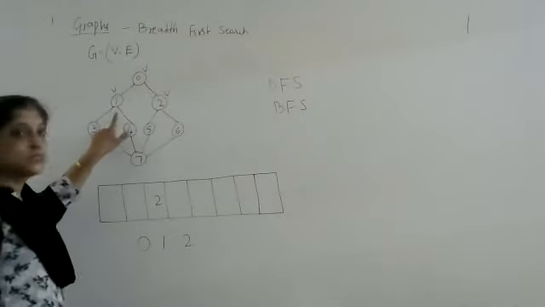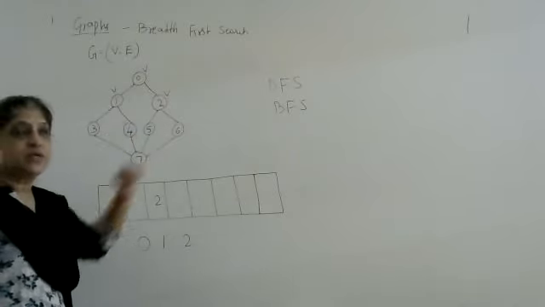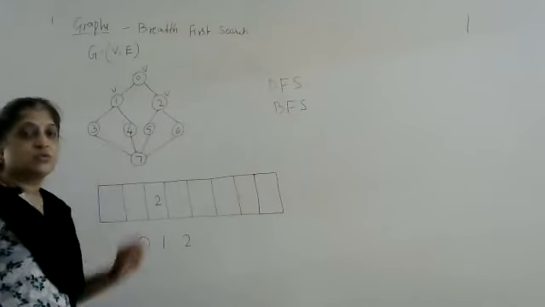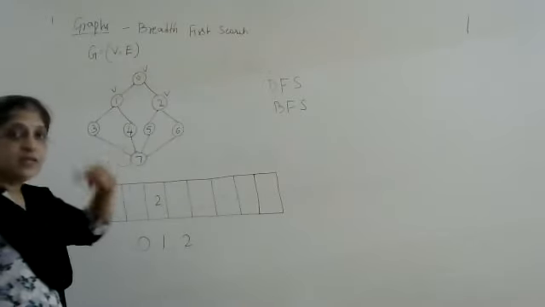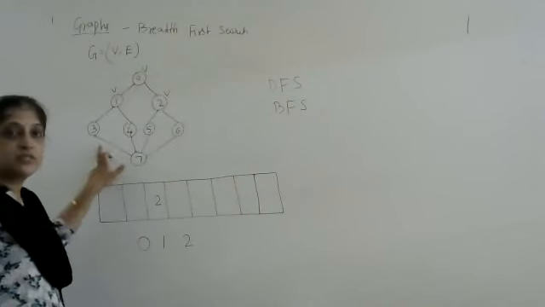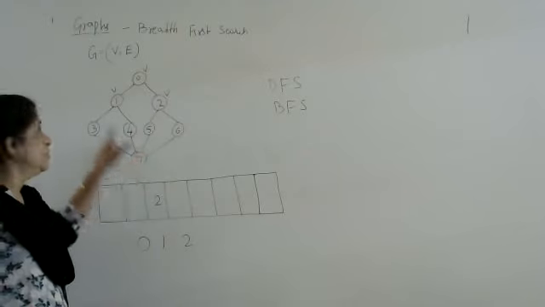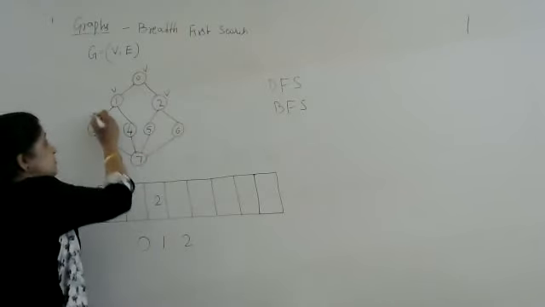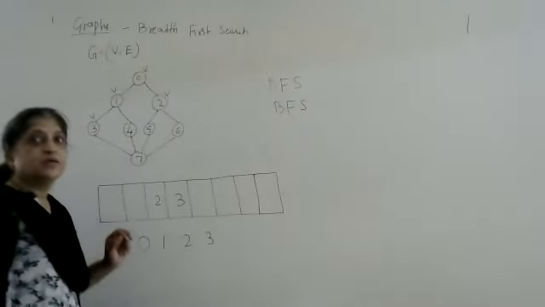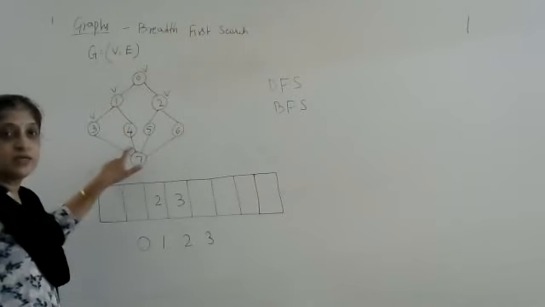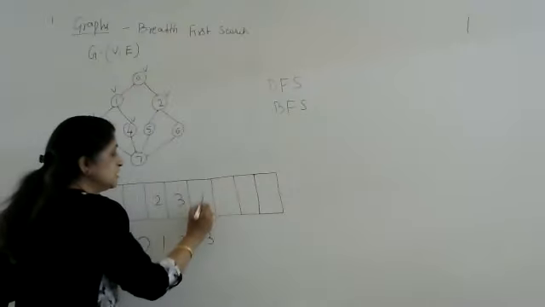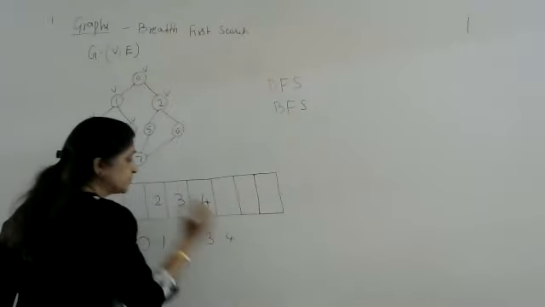Then, from the vertex 1, see what are the adjacent vertices. We have 0, 3 and 4. So, these 3 are adjacent to the vertex 1. Again, going in numerical order, we have to go to 0, but 0 is already visited. Then we have to check for 3 and 4. Now, we go to the vertex 3, mark this as visited, insert this in the queue, output this. Any other vertex? Yes. There is one more vertex that is adjacent to 1, that is 4. Mark this as visited, insert this in the queue, then output this.